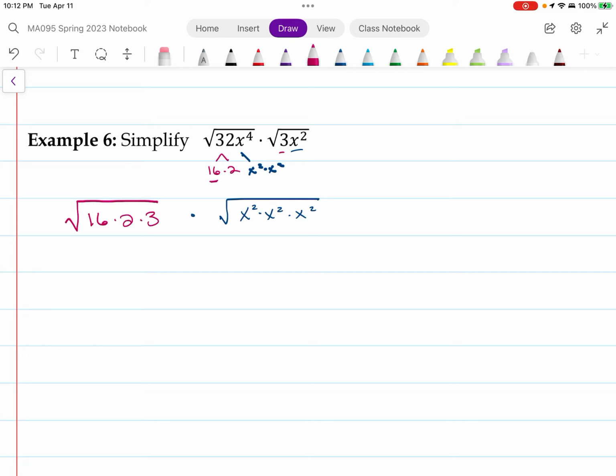numbers, and I get the 16 is going to come out. Square root of 16 is 4, and inside I still have 2 times 3, which is 6. All right, the variables, I have square root of x squared is x, square root of x squared is x. And again, you do not have to do it the long way. If you can see that you're going to get x cubed, go straight to that. All right, so on the outside, I get 4x times x is x cubed, square root of 6.